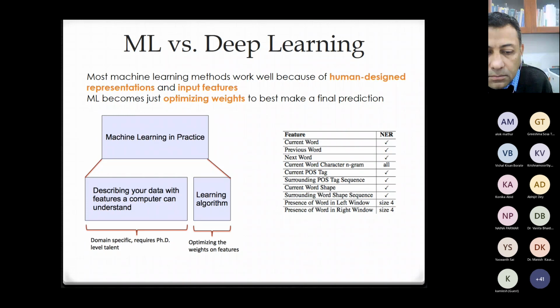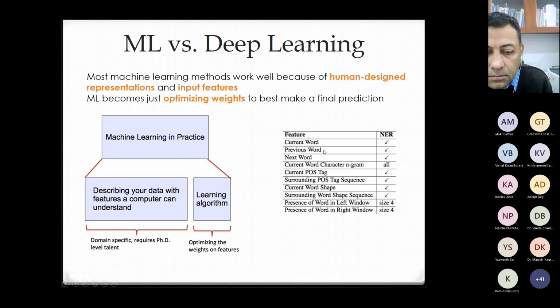Okay, so if you say machine learning, we can say machine learning is the predict weight mechanism, divided into categories. If you say learning algorithms, these learning algorithms we can call, simply put, using optimization with the best result in future and further, and designing your data so that a computer can understand it. Okay, so this is the data which a computer can understand. This is the domain specific, requiring PhD level talent. Okay, so these are the two things. If you simply divide machine learning in the perspective of two terms.